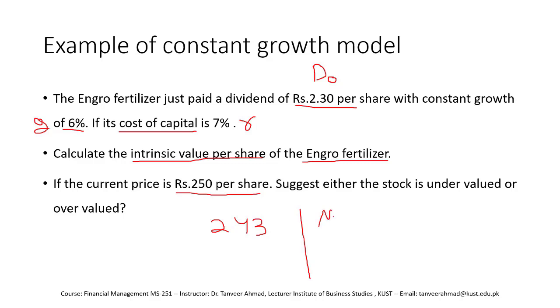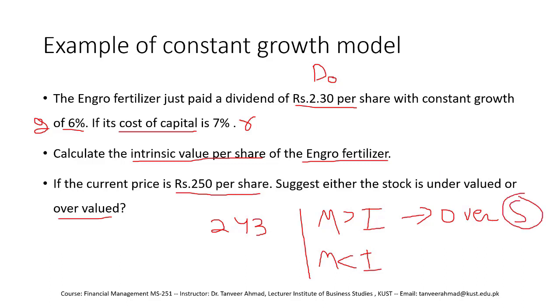Our decision rule was, if the market price is greater than the intrinsic value, then we say that it is overvalued. And when the market price is less than intrinsic value, then we would say that it is undervalued. When it is overvalued, we sell it, if we have it. If we do not own it, then we don't buy it from the market.